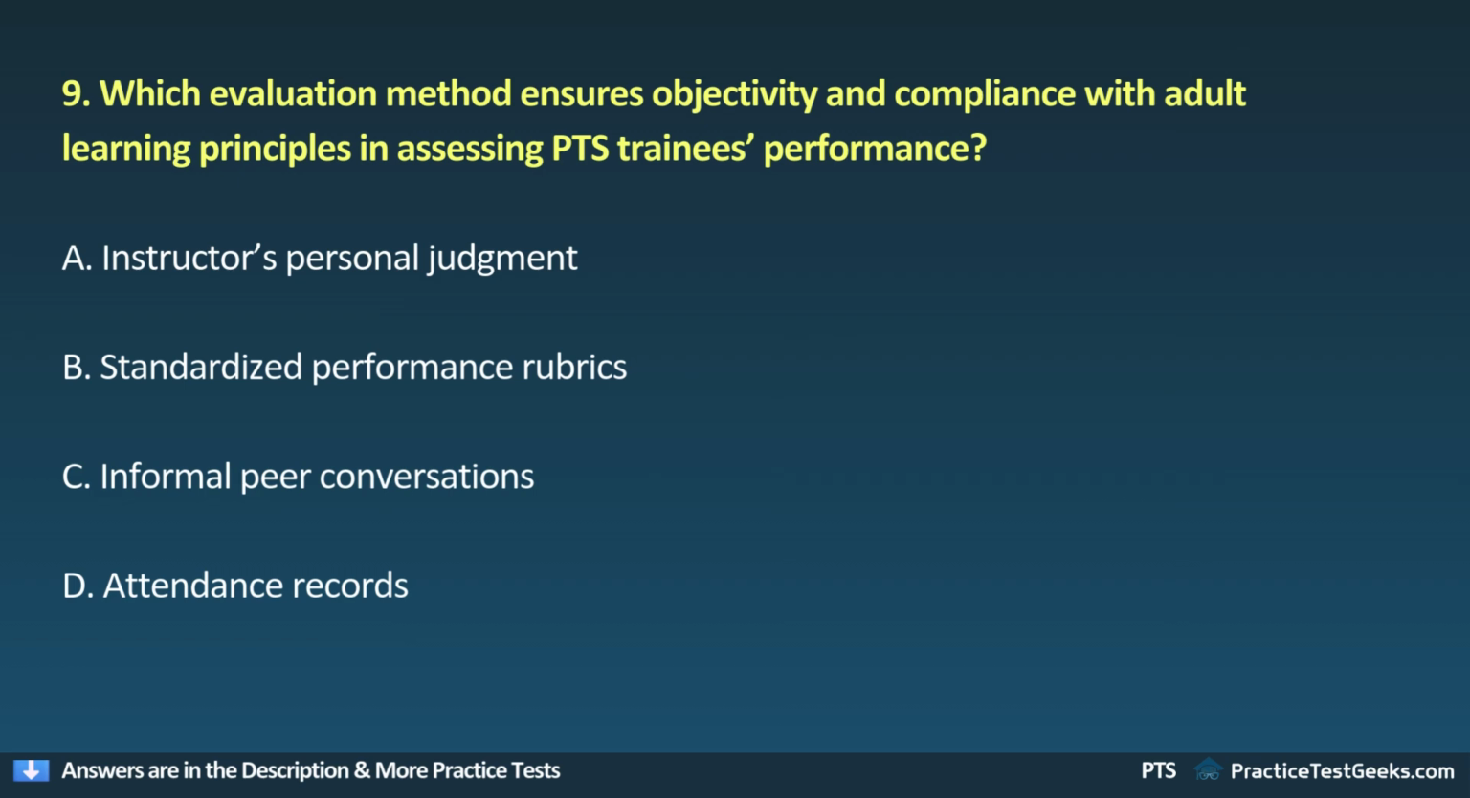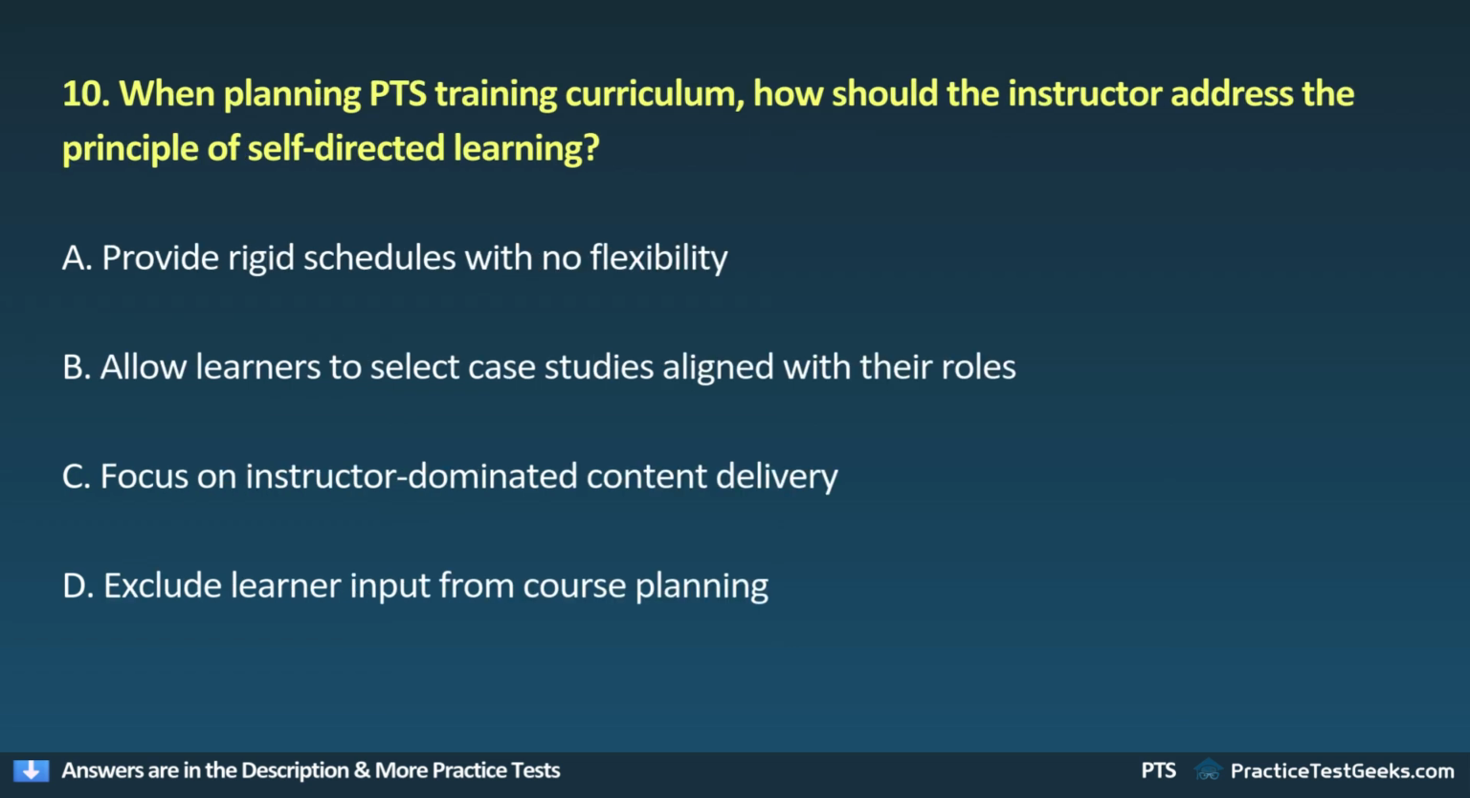9. Which evaluation method ensures objectivity and compliance with adult learning principles in assessing PTS trainees' performance? A. Instructor's personal judgment. B. Standardized performance rubrics. C. Informal peer conversations. D. Attendance records.